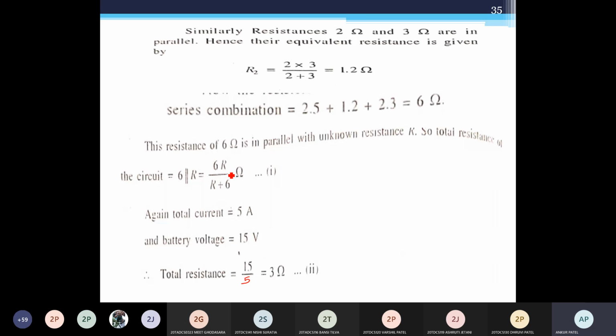Now substituting in this formula, 6R upon R plus 6 is equal to 3. So R is equal to 6 ohm. Are you getting it? Yes, sir. Does anyone have a doubt? So R is equal to 6 ohm. The unknown resistor is 6 ohm.